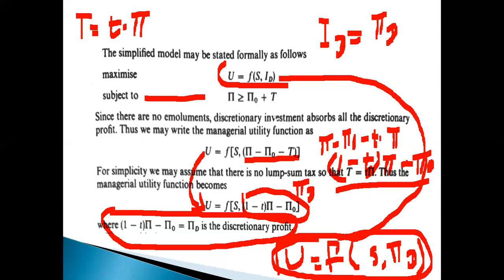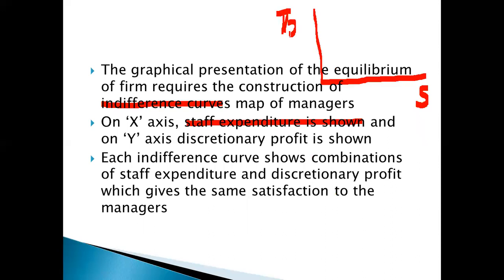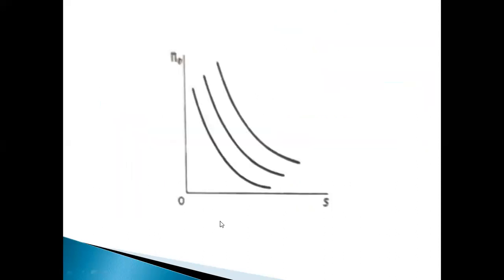Now we are going to present the same thing with the help of a figure. Let's come to this slide. The graphical presentation of the equilibrium of the firm requires the construction of indifference curves. You know what an indifference curve is, and we will draw an indifference curve map here. On the x-axis, staff expenditure S is shown, and on the y-axis, discretionary profit pi d. Then we get indifference curves like this, showing the utility of the managers. Each indifference curve shows combinations of staff expenditure and discretionary profit which give the same satisfaction to the managers.